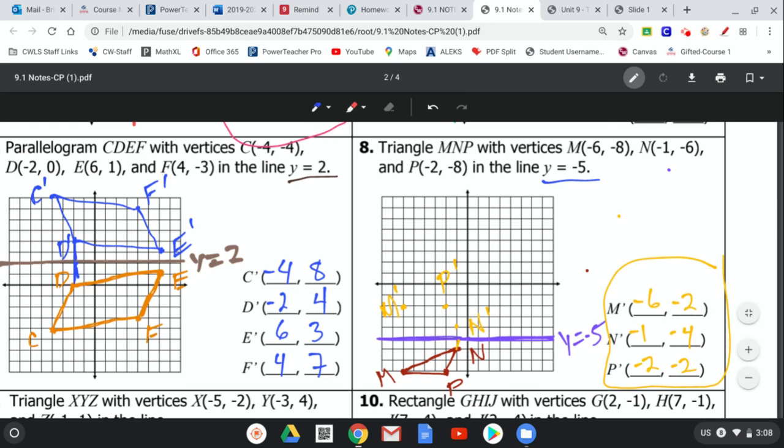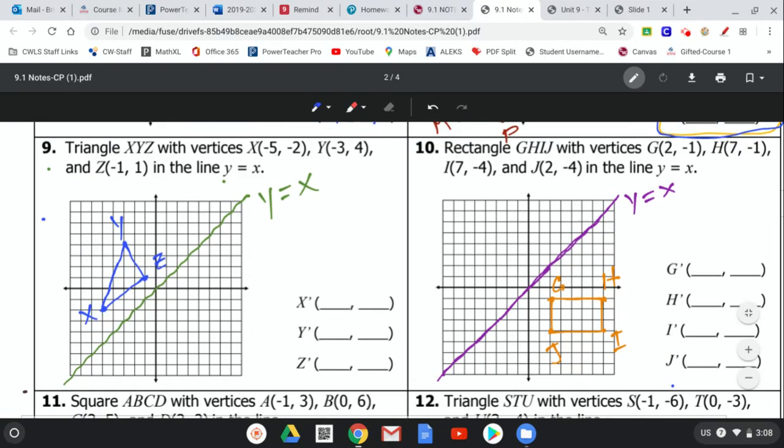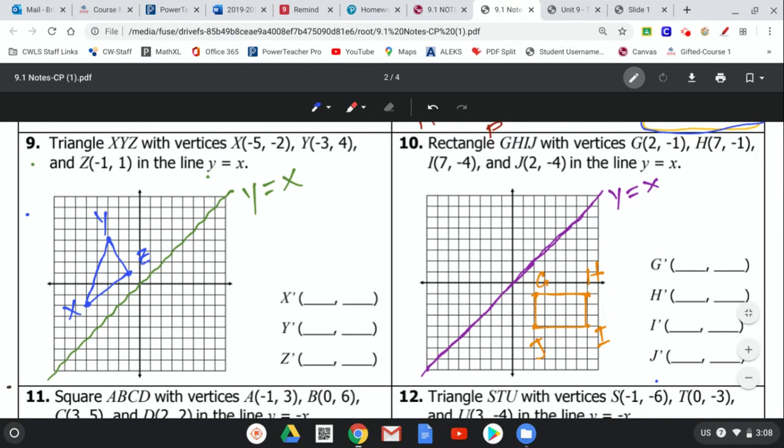All right, so here's the solution to number 8. Over here, we got m prime, n prime, and p prime. Okay, so moving on to number 9. Number 9 gets a little bit trickier because we're reflecting over this line y equals x.